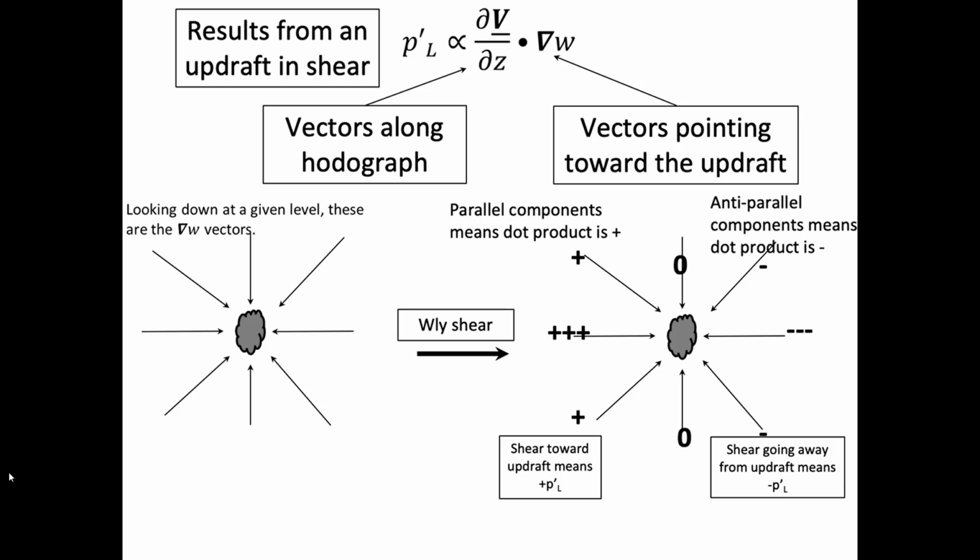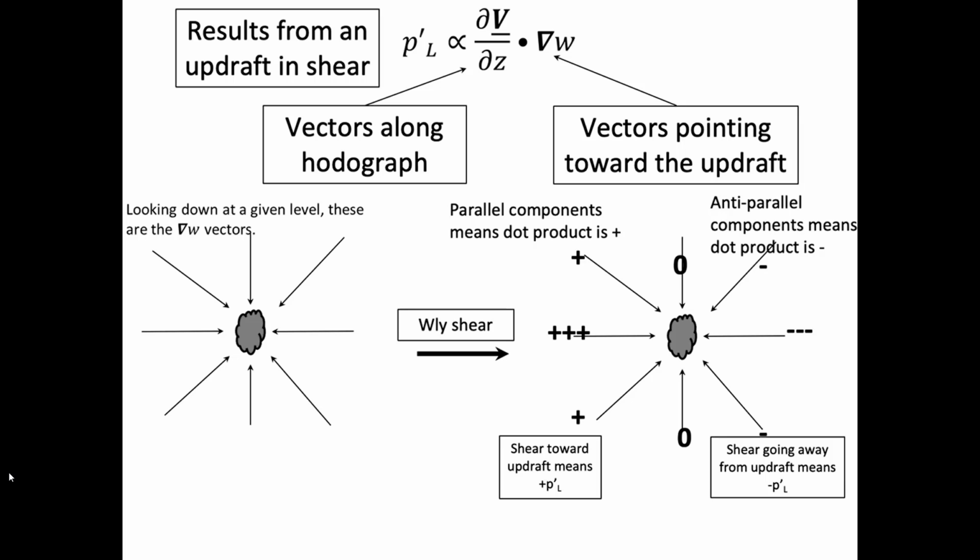Well, what we see is that everywhere up shear of that incipient updraft, the westerly shear has a component that lies parallel to the updraft gradient vector. So the dot product is positive everywhere up shear, or to the west, of that initial updraft. It's going to be maximized where the updraft gradient vector is completely parallel to the westerly shear vector, or along our west-east axis.